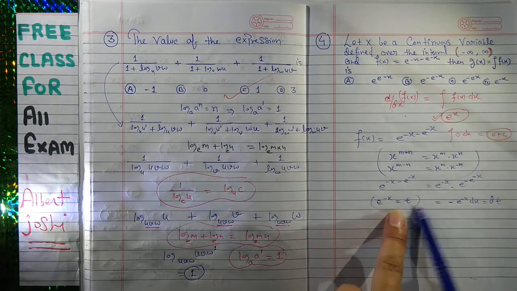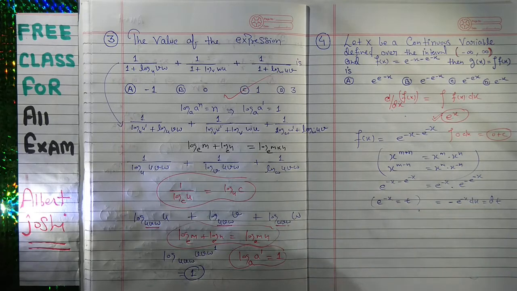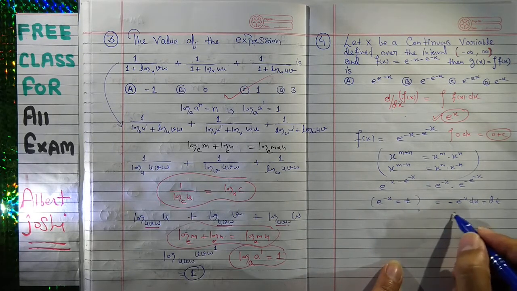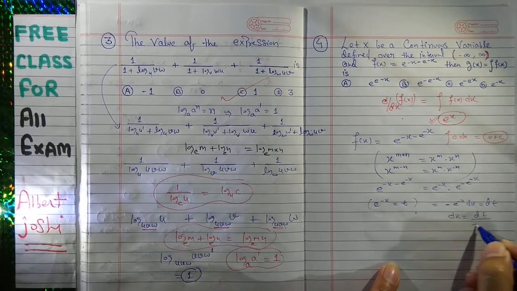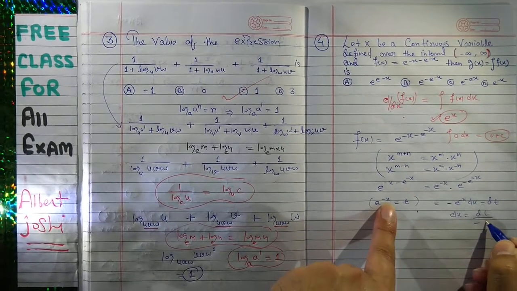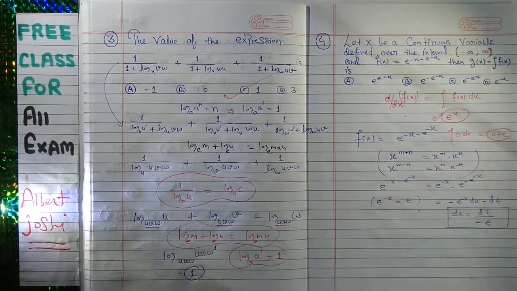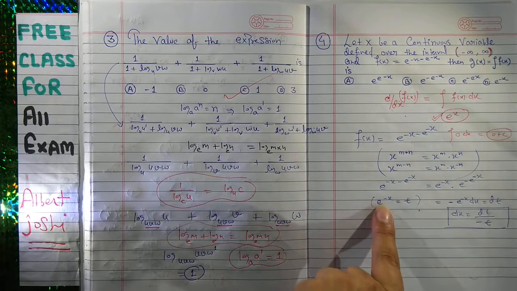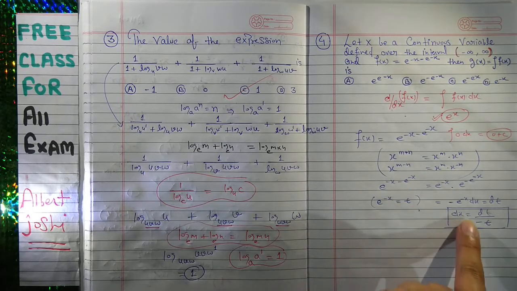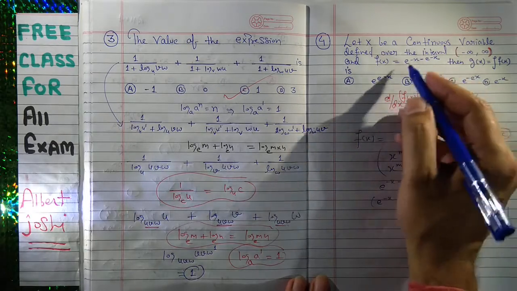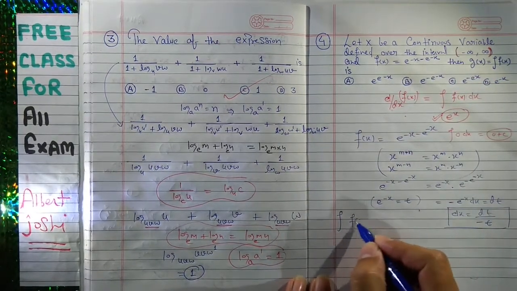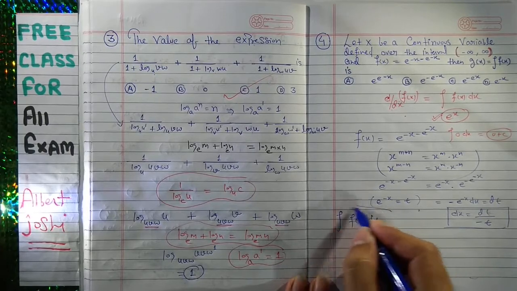So e to the power minus x is equal to t, minus e to the power minus x dx is equal to dt. So this value will come here. Your dx is equal to dt upon minus e to the power minus x, but e to the power minus x is equal to t. So if you take e to the power minus x is equal to t, then you can write dx is equal to dt upon minus t. Okay. So now you have to solve this question, the integration of f of x dx.